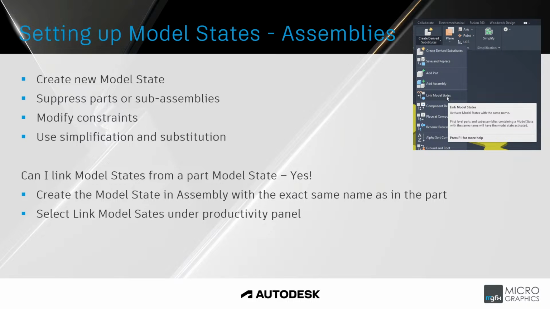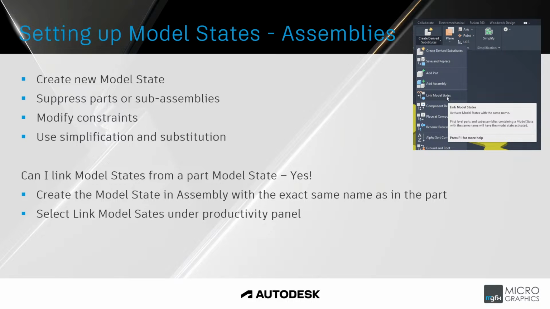And can it be done easily? Yes, it can be done very easily. The only trick is that the model state name has to be exactly the same. So if it's beginning, middle, and end in the part, then the model state name has to be beginning, middle, and end in your assembly as well. And then what you do is you go to the productivity tab in your Inventor assembly.